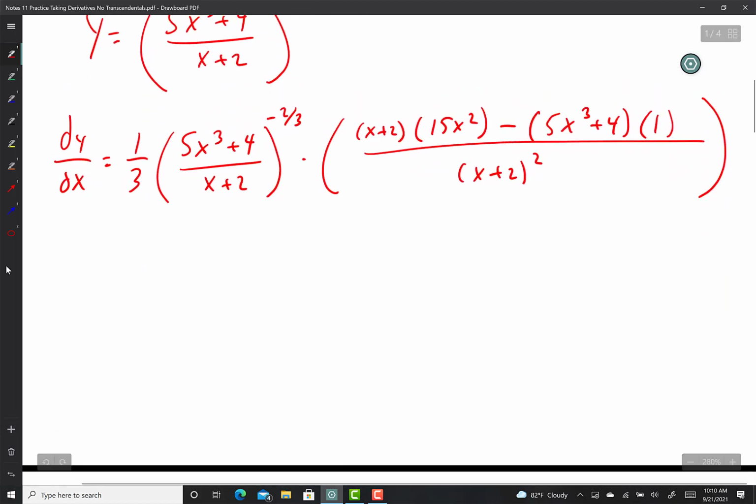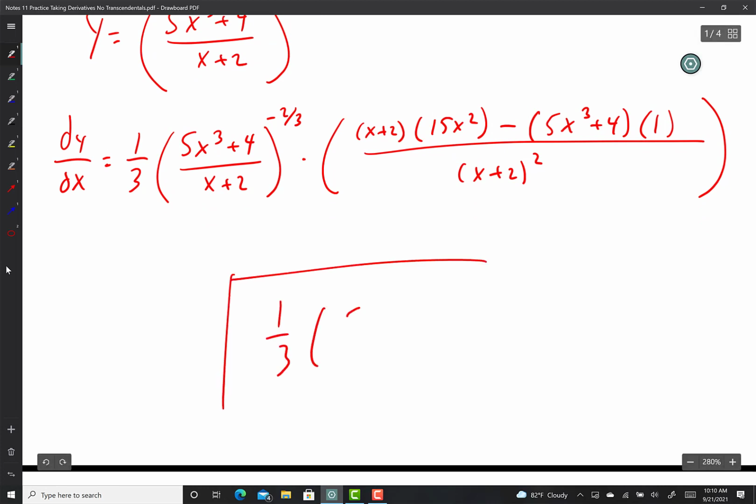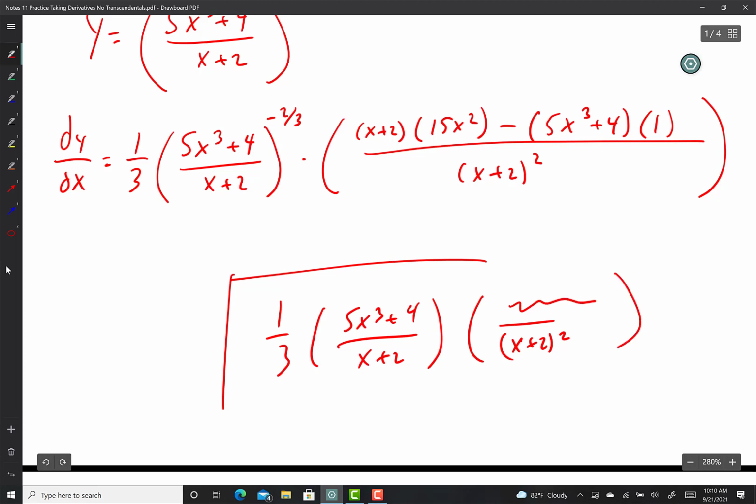Sometime in the future, you're probably going to have something like 1/3, 5x cubed plus 4, x plus 2, no square root, and x plus 2 squared and stuff over there. And then see, x plus 2, so you're going to have an x plus 2 cubed. But that's later on, not right now. That's not part of that answer.